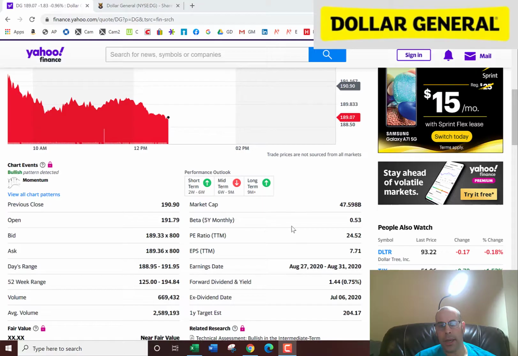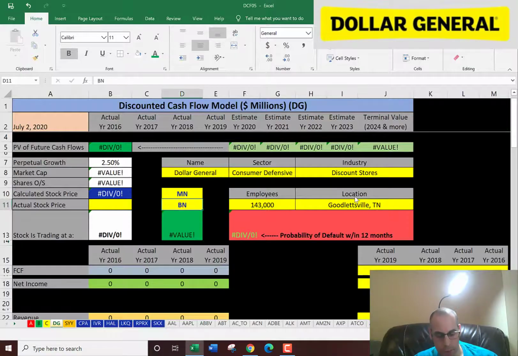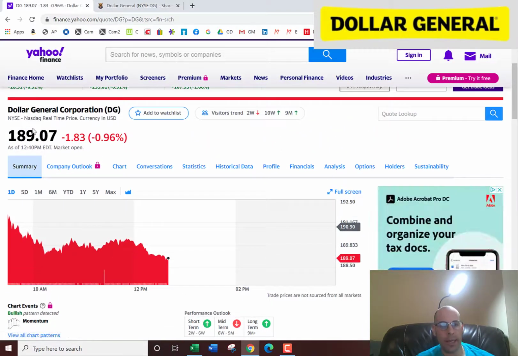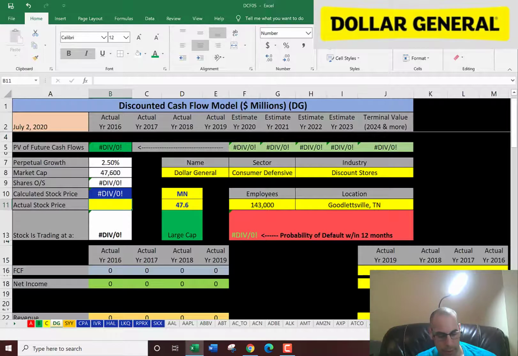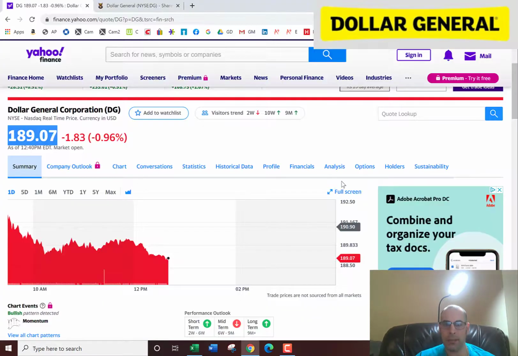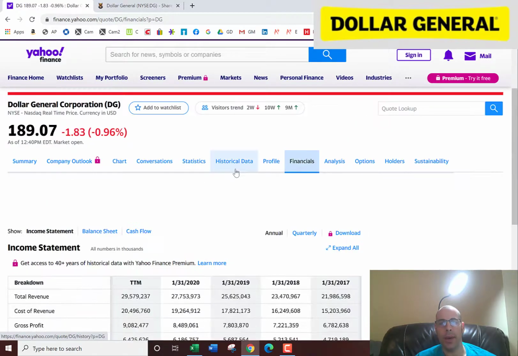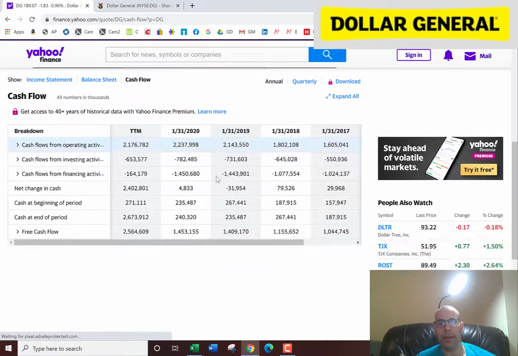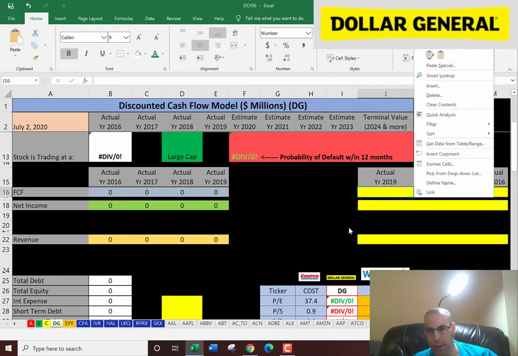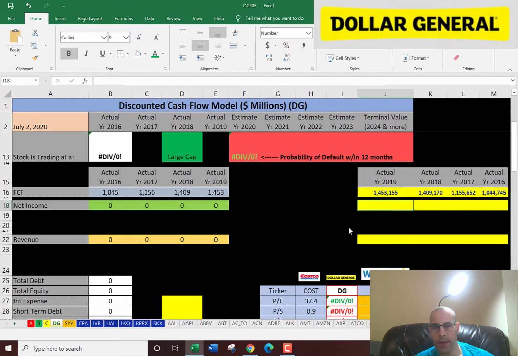This company has a market cap of $47.6 billion. And we'll just put that in here. And then they have a stock price of $189.07. That's what they're trading at. And we need the free cash flow. So free cash flow is cash flow from operations minus capital expenditures. And the way to value any company is you have to estimate the future free cash flows and then discount those numbers back to today's dollar amounts. And that's what we're doing in the video here.